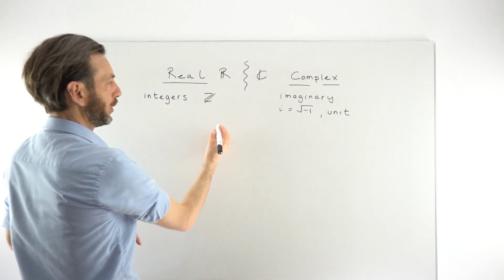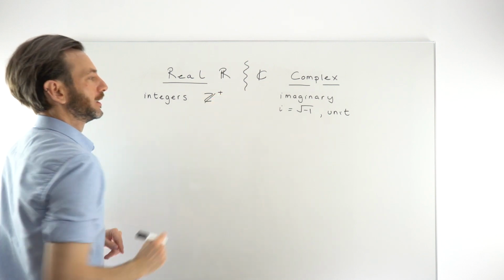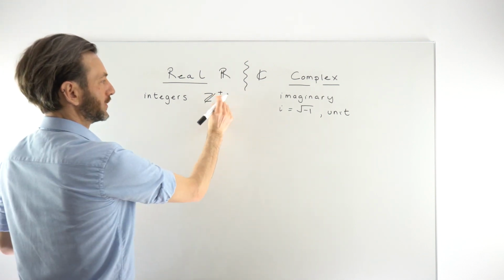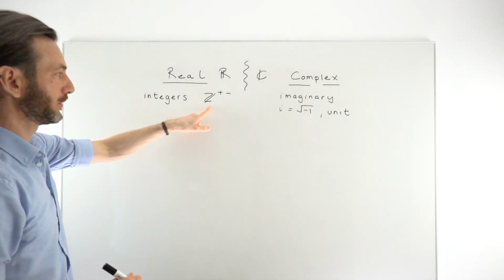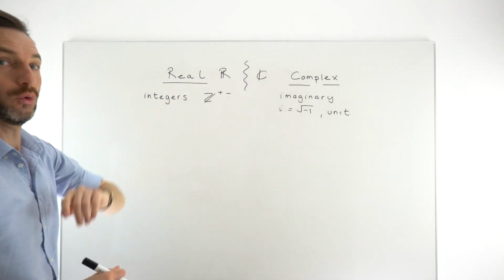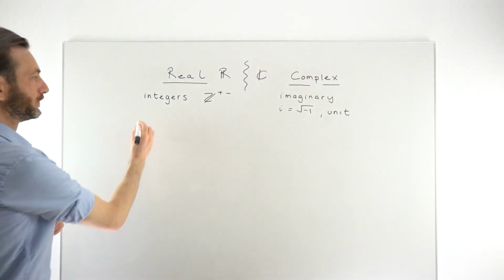If you want to notate the positive integers, you can put a little plus on it at the top there. If you wanted to notate the negative integers, you would put a minus. So that would be all the positive whole numbers, all the negative whole numbers, okay? And those are the integers.